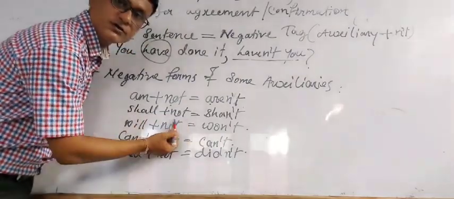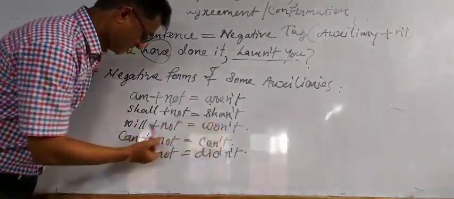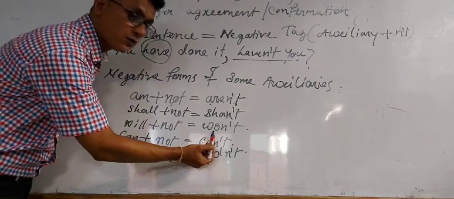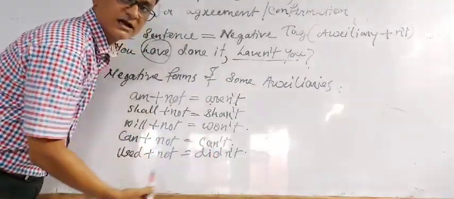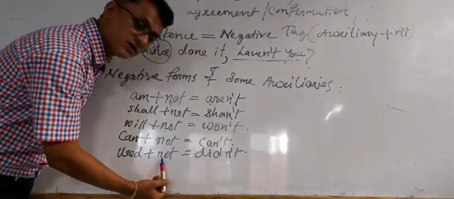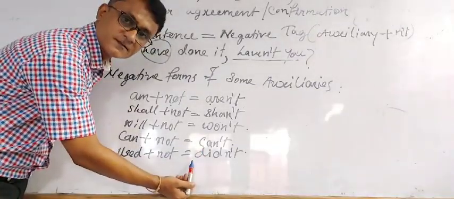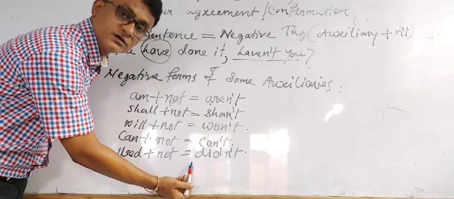Shall plus not equal to shan't. Will plus not equal to won't. Can plus not equal to can't. And used plus not equal to didn't.